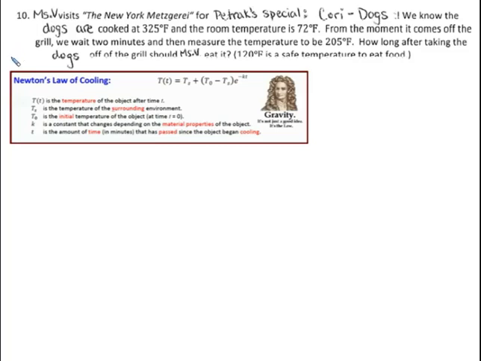How long after taking the dogs off the grill should I eat it? Because 205 degrees might be a little hot. Notice how I kind of told you that 120 degrees is a safe temperature to eat food. So we've got to let the corn dog cool a little bit.